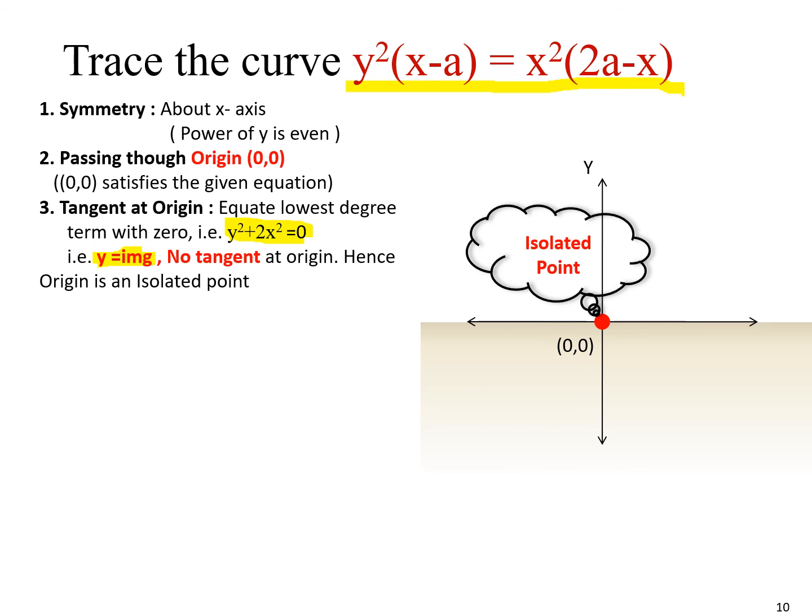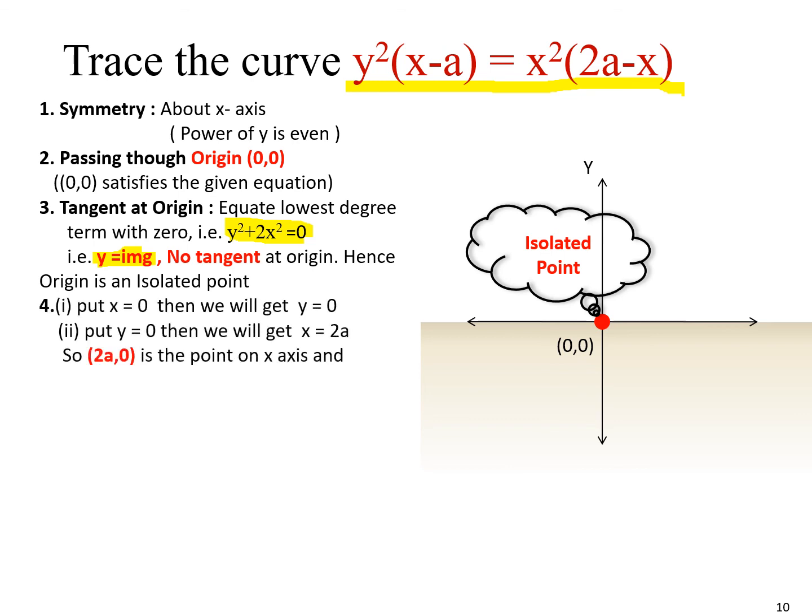Okay, so now come to the third rule, intersection with the axis. For intersection with the y-axis, we have to put x equal to 0, but if we put x equal to 0 here, we get y equal to 0 only. So the point will be 0, 0, which we have discussed in rule 2. But if we find the intersection with the x-axis, we have to put y equal to 0. If we put y equal to 0, then we get x equal to 2a, so the point will be (2a, 0). Now we will draw this (2a, 0) point on the x-y plane.